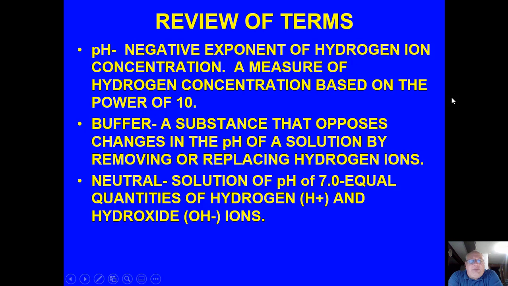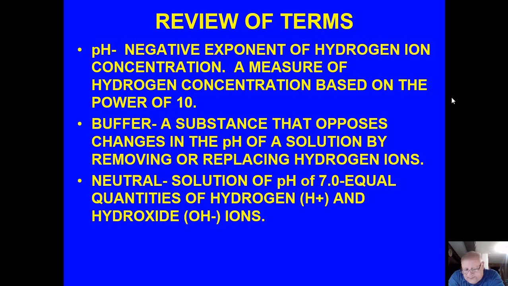But let's move ahead to a couple of other terms. One of them is pH. Now, this gets a little tricky. Some people flip out because of the math. Don't panic about this. I'll just give you some of the basics to keep in mind right now. It's a negative exponent of hydrogen ion concentration. Oops, what does that mean? It's a measure of hydrogen ion concentration. It's based on the power of 10.